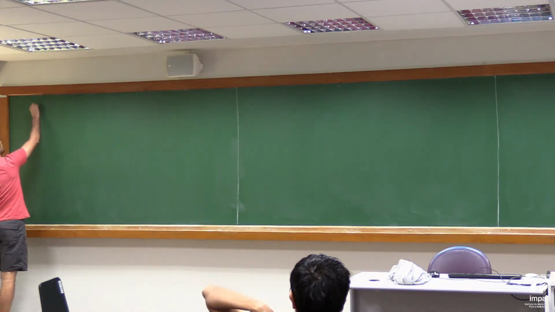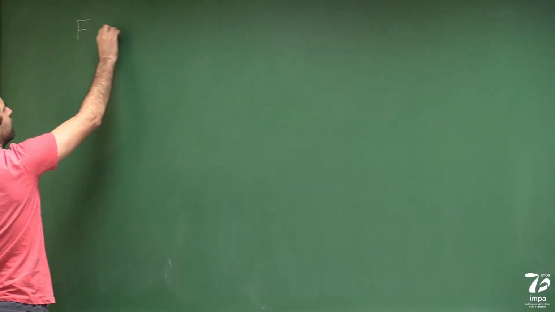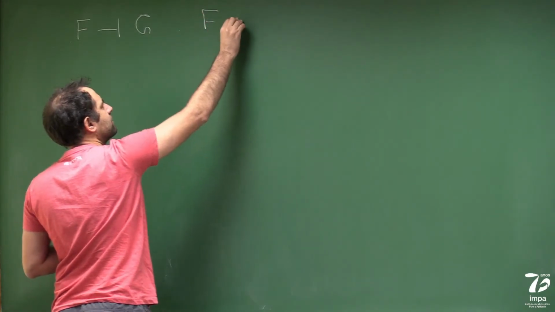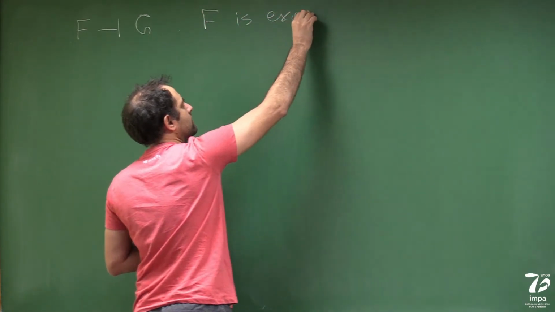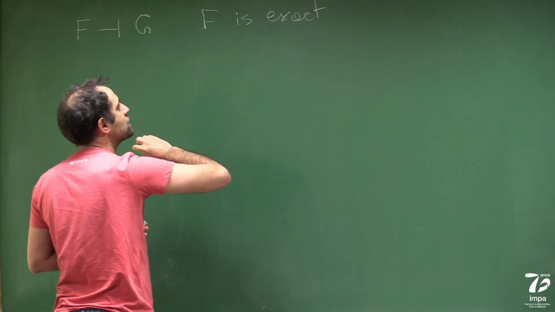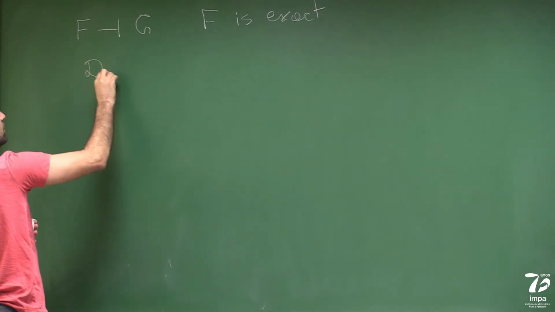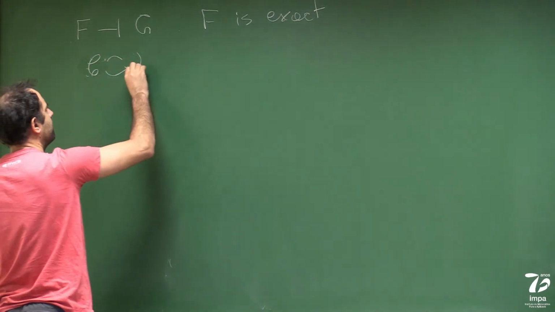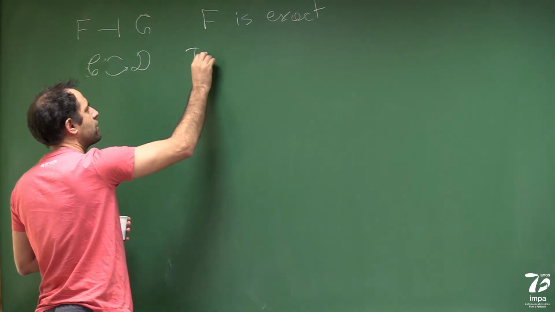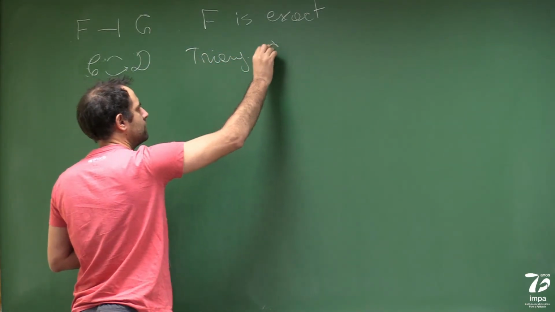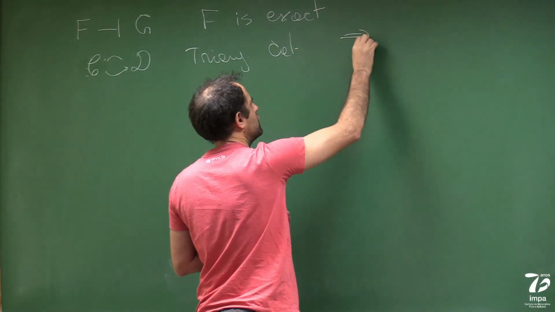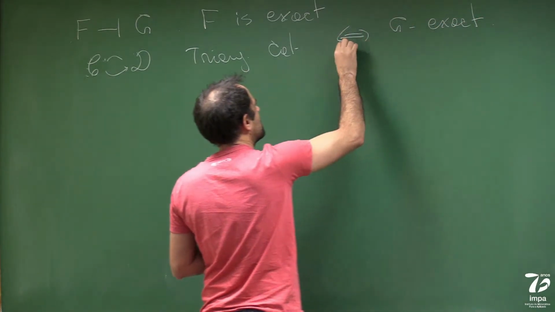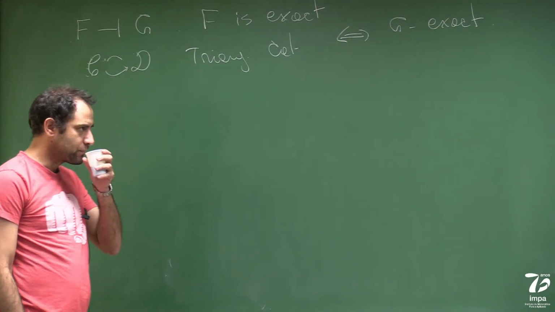So last time we saw that if F is adjoint to G and F is exact, and these are functors between two triangulated categories, C and D, then G was exact. And this was an if and only if. If G is exact, then F is exact.